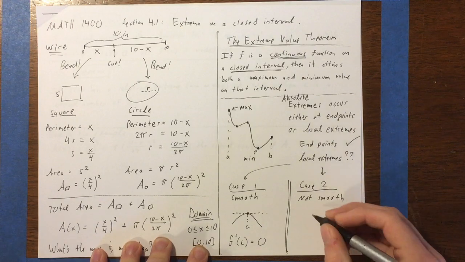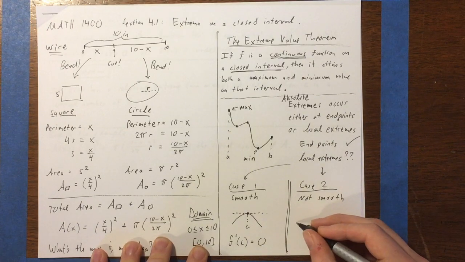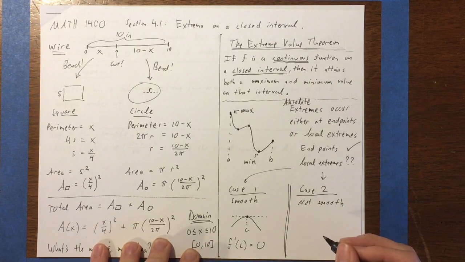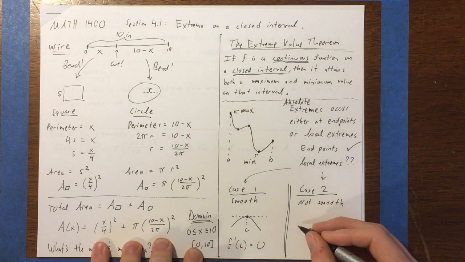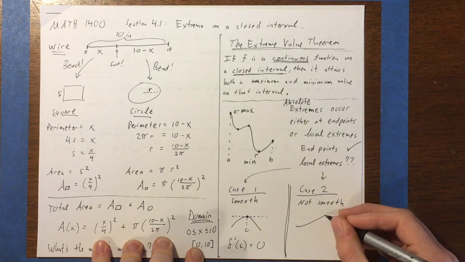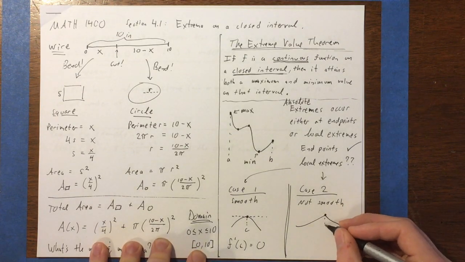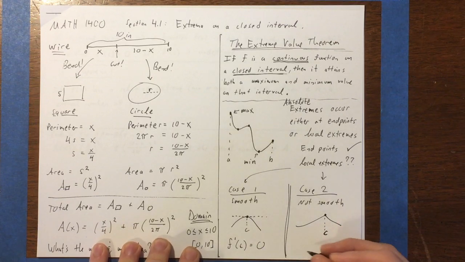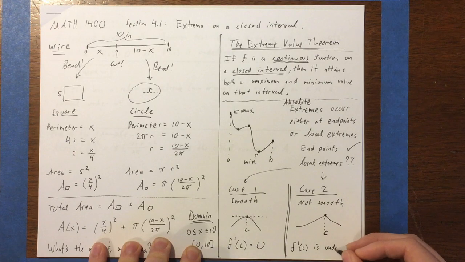Case 2 is when it's not smooth. If it's not smooth, well then maybe it's still got to be continuous, right? So I can't make a jump or a vertical asymptote, but what could happen is you could have a corner or a cusp of some kind, like this here. So then, if that's our value c, then in this situation, f prime of c is undefined.